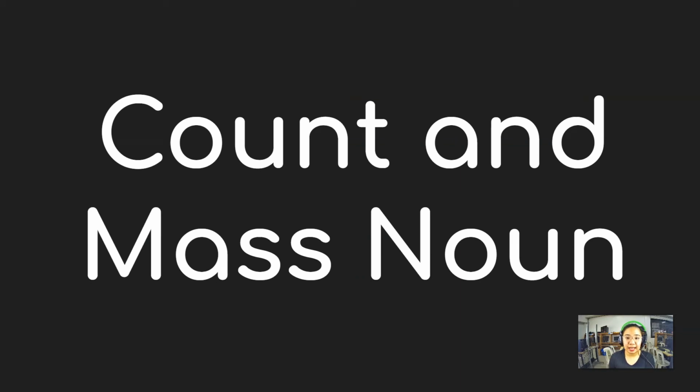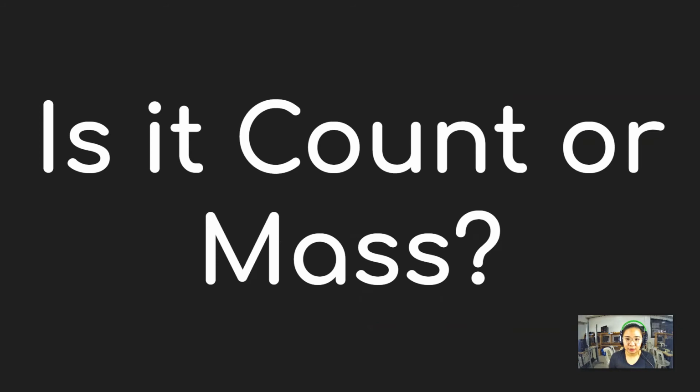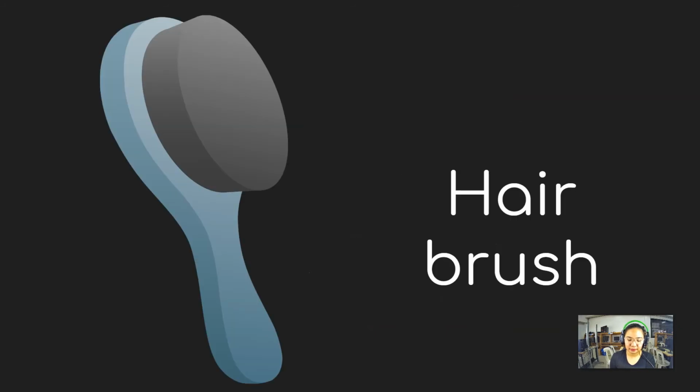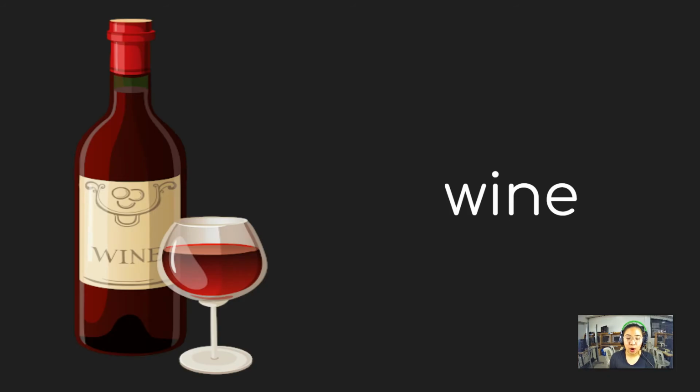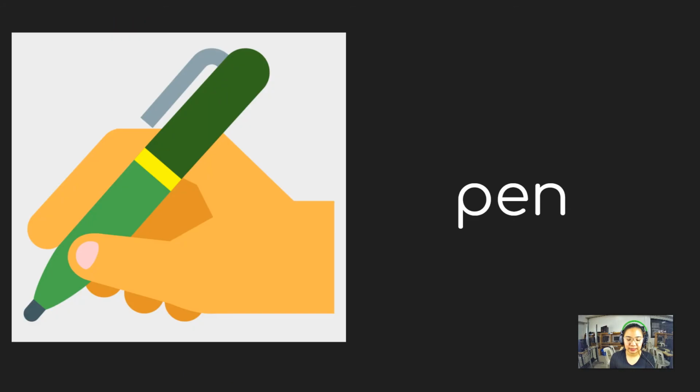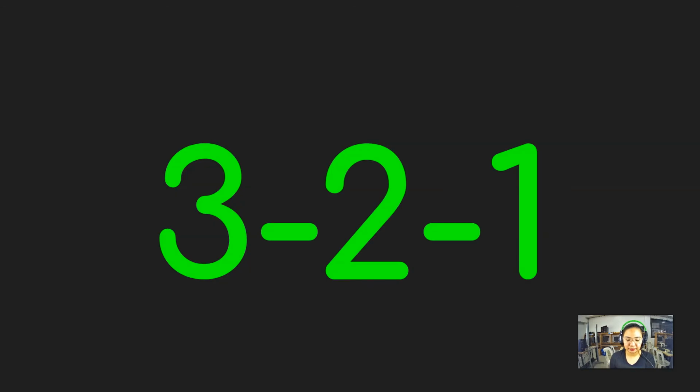Again, count and mass noun. When we say count noun, these are the nouns that you can count. And when we say mass noun, these are the nouns that you cannot count. Now, let us try. Just tell me if it is an example of a count or a mass noun. First, hairbrush. Next, grass. Next is wine. And the last one is a picture of a pen. Okay, very good.